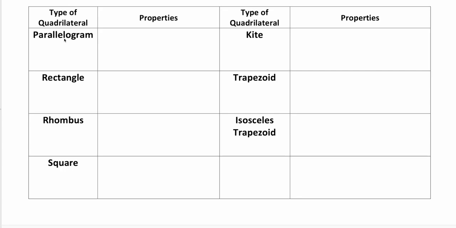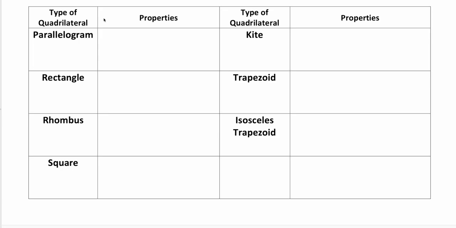We have a parallelogram, a rectangle, a rhombus, a square, a kite, a trapezoid, and an isosceles trapezoid. There's also a right trapezoid, which is a trapezoid just with a right angle. So the properties that we have for a trapezoid will still be the same. It will also include right angles.